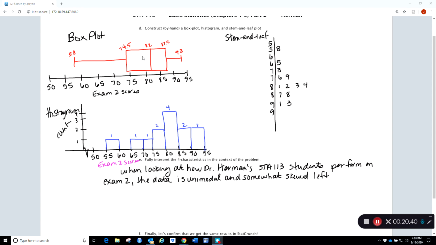Next, we need to decide if we have any outliers. This student here that scored that 58 kind of appears to be all by their lonesome out here. So we'd probably think that that is an outlier.